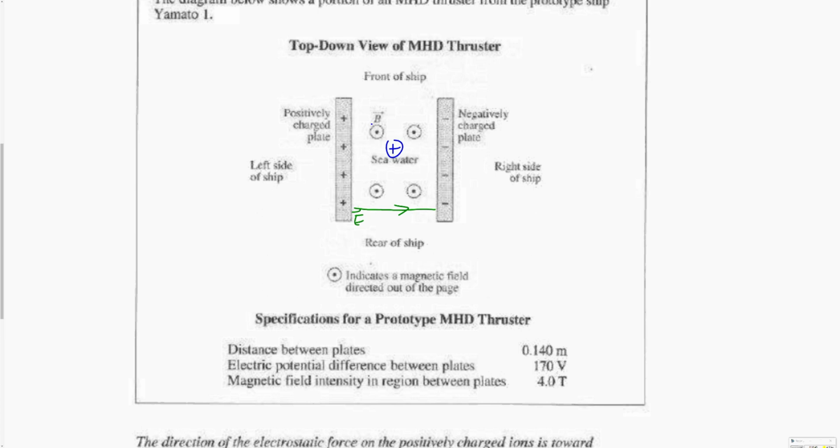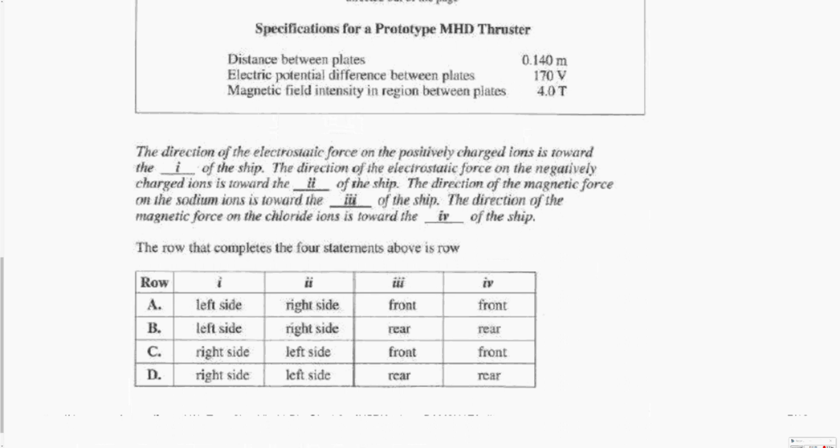So the electric force on the positive is to the right. And let's do a negative while we're at it here. A negative would experience a force opposite to the field, right? To the left. So the answer has to be either C or D, right? Forces to the right, forces to the left, positive, negative. Now, what about the magnetic force? This is the harder one. This is what makes this a more challenging question.